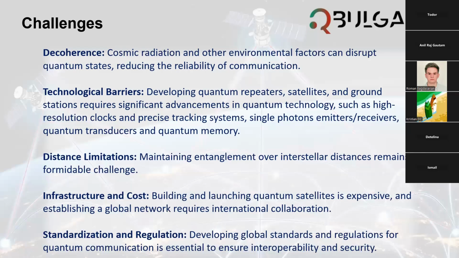Also, when we talk about space communication, communication through satellites, this is something that can be done only during the night and in very good weather conditions. So there are also such limitations. Of course, there is infrastructure and cost: building and launching quantum satellites is expensive, and establishing a global network requires international collaboration. And last but not least, standardization and regulation.